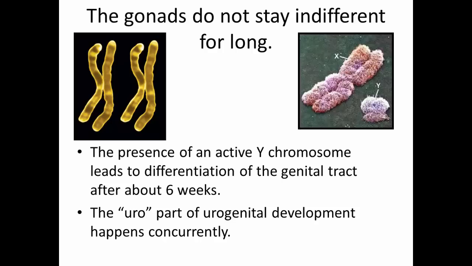Those gonads are not going to stay indifferent for long. The reason for that is that there's a big difference between having two X chromosomes, shown on the left, or having an X chromosome and a Y chromosome. If you have an active Y chromosome, it's going to start to lead to differentiation of that genital tract after about 6 weeks. And it's going to change urogenital development. I'm not going to talk quite so much about the uro part, which is the kidneys and the bladder and that sort of thing, but these are all going to happen concurrently.